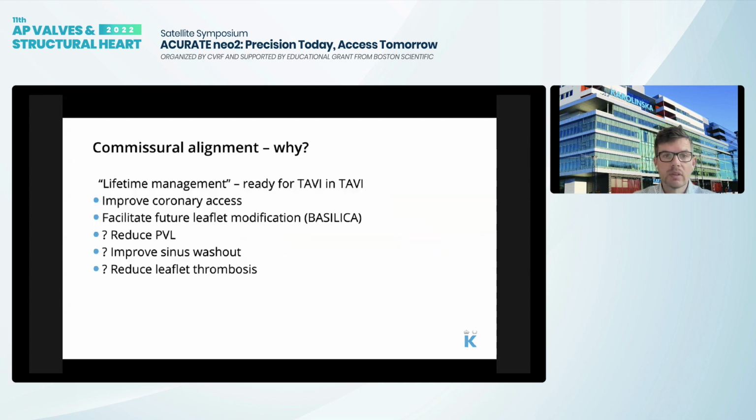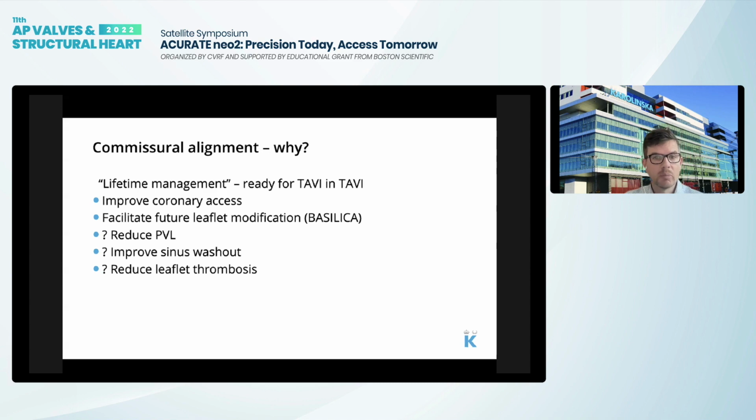And that's, I think, also why other companies use the word lifetime management. That really means that we should plan that the patient should be able to receive one more TAVI valve in their lifetime. And we think, with this platform, it's well possible if you do the commissural alignment.